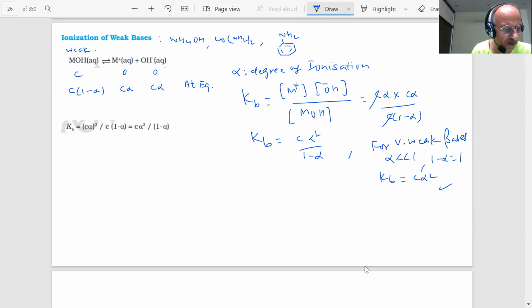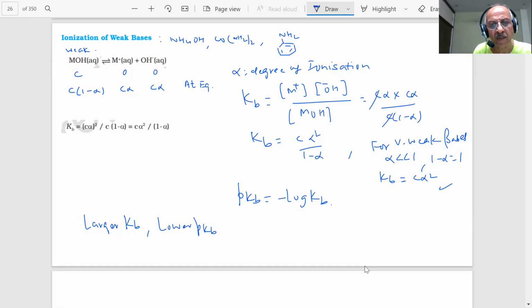Therefore, students, we can apply this for determination of the Kb values, and the pKb is always defined as minus log of Kb. Larger the Kb, lower the pKb, then stronger the base. We can compare the strength of the bases by this method.